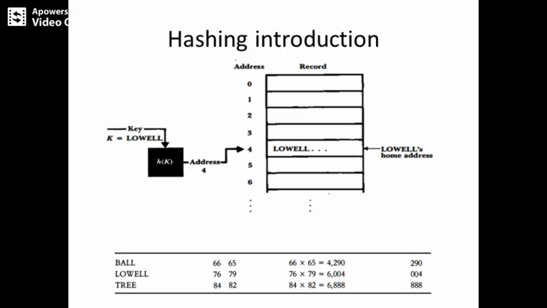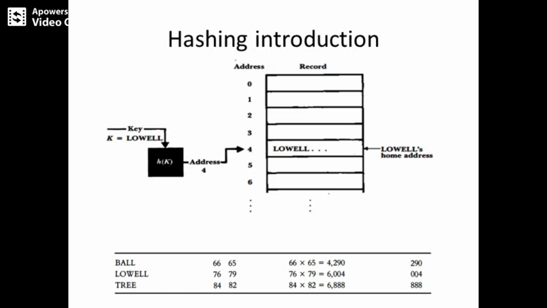So now let us see how we are going to write h of k. We have three different keys over here. I want to find out the address for those keys, right? So how can we find out the address? I can find out the address using some algorithm or some function, that is nothing but h of k. In order to find out the address of the first key, I will take the first two characters B and A. Capital letter B has ASCII value of 66 and A has 65.